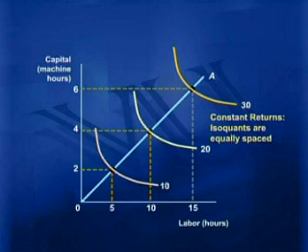Now when we double the input, that is labor, we are increasing. First point is 5 units of labor and 2 units of capital, and that is lying on an isoquant which is giving us an output level of 10 units.